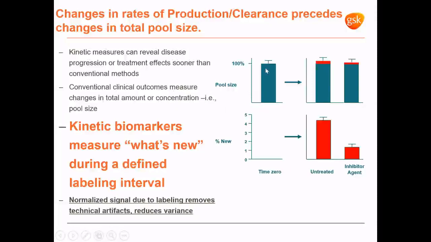So a very simple statement, and this is true, is that changes in the production and clearance of any protein of interest precede changes in total pool size. So that's important to know. What I'm really trying to get at with the title here is that we should be able to measure changes in fractional synthesis, and make a meaningful measurement, earlier in time than we could necessarily measure changes in pool size. So it can be a quicker measurement.